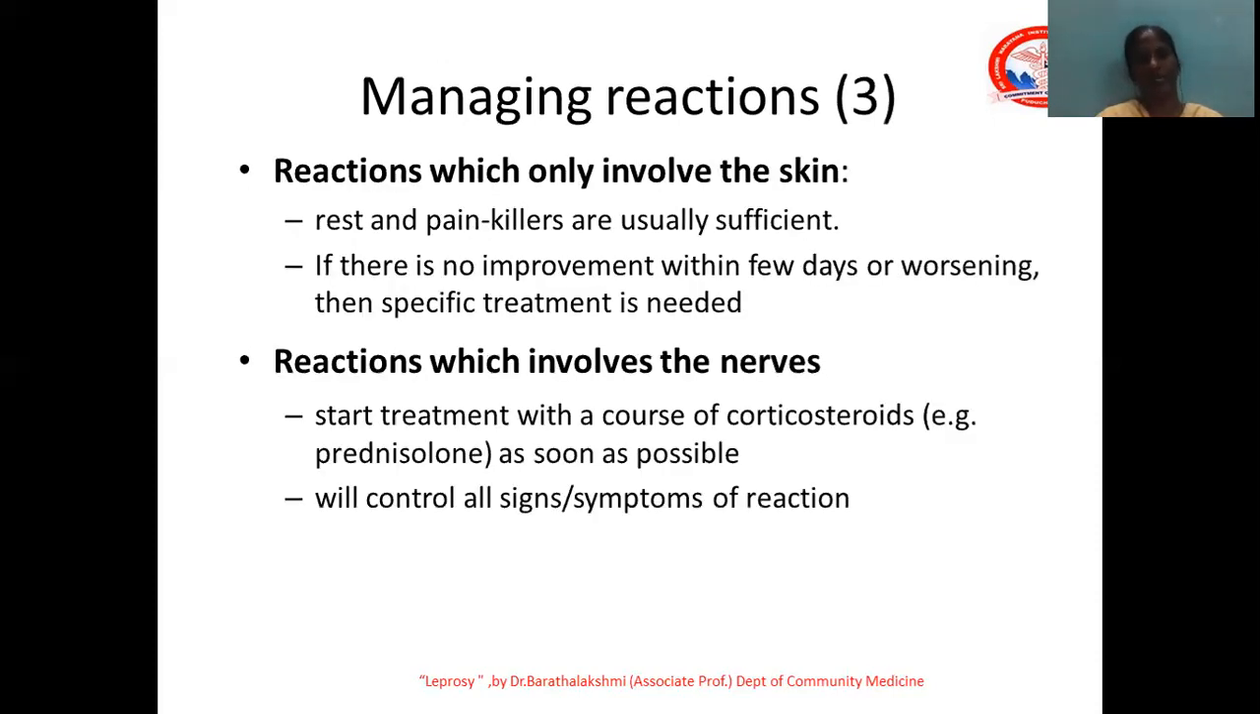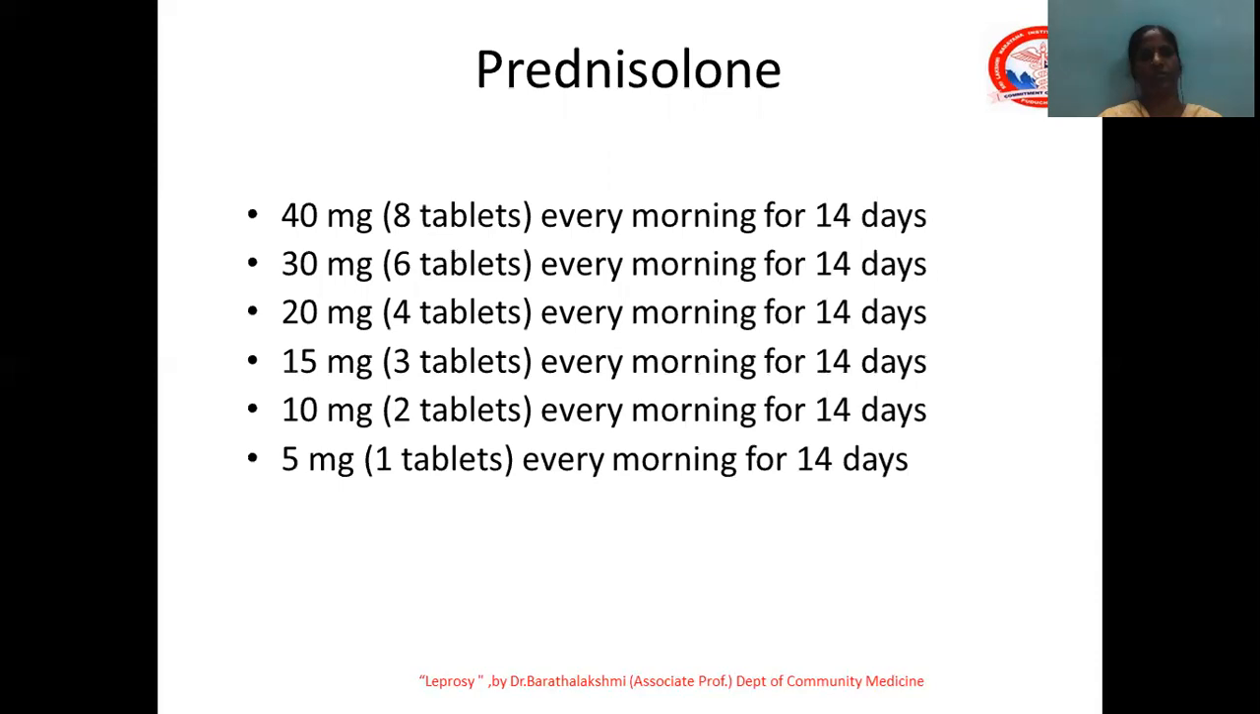And there is another reaction called erythema nodosum leprosum, or it can involve neuritis also. In such a condition, the patient should be started on a course of corticosteroids, mainly prednisolone. This is the dosage of prednisolone with which we start, that is 40 milligrams every day. A 5 milligram tablet is available, so we can go from the higher dose, to the optimum dose, to the lowest dose.